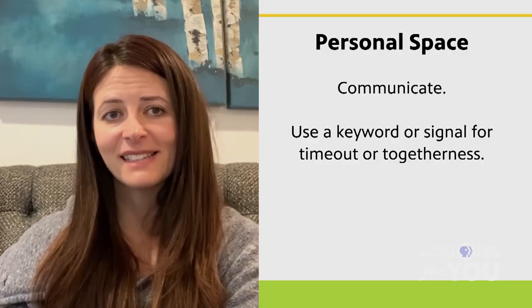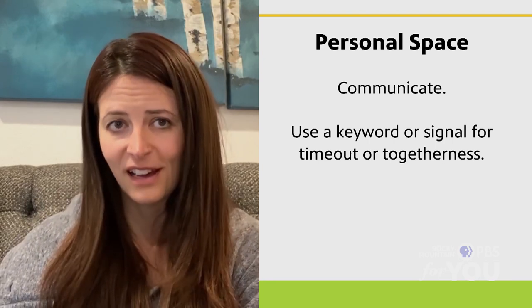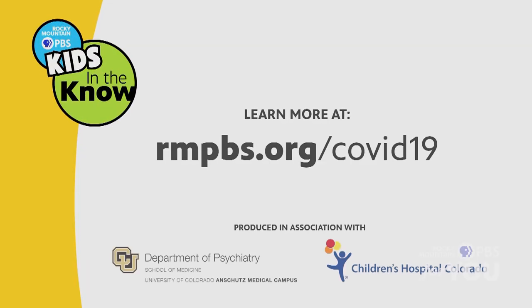Another suggestion is to schedule time in and time outs from each other. So finding a signal or some type of word that when it's communicated to others, they know whether there are times that maybe you need space when you use the word and other times that you might need more of that connection. To learn more, talk with a parent or ask them to go to rmpbs.org.